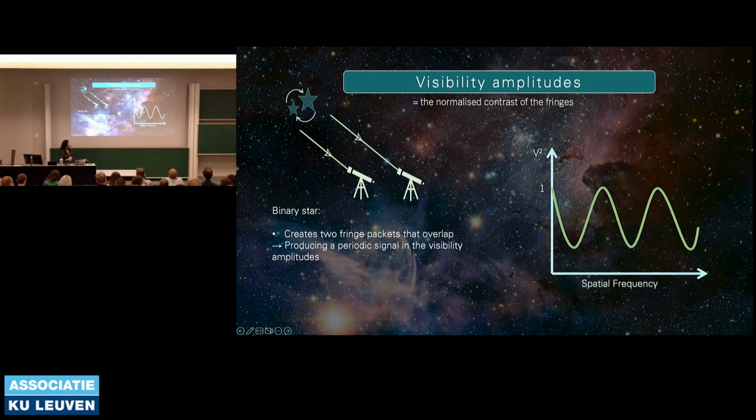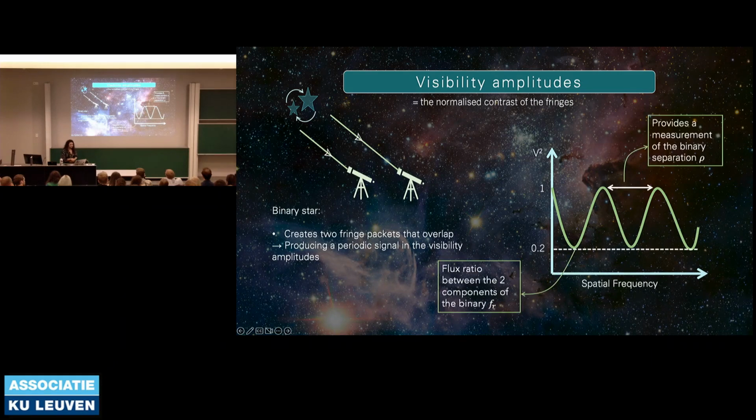Okay, so for a binary star, it's a bit different because a binary star will produce two fringe packets, one for each star in the system. And if the separation between the stars is small enough, the fringe packets from each star will overlap and it will produce this periodic signal in the visibility. The separation between two peaks in the visibility provides you a measurement of the binary separation. So keep in mind that this visibility is a Fourier transform of what you see in the sky.